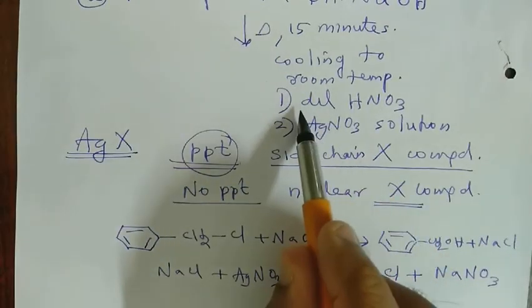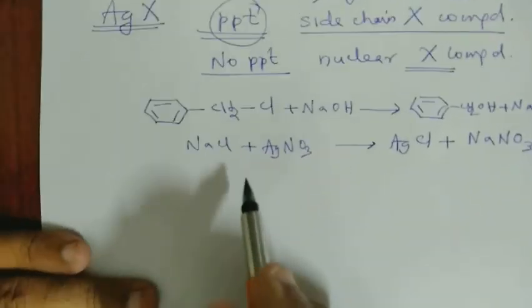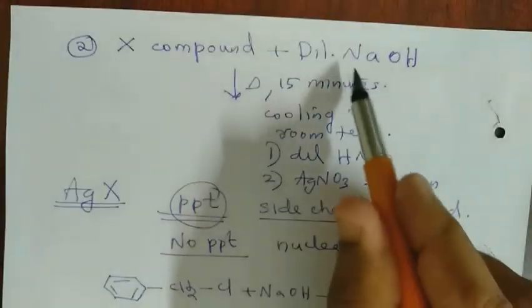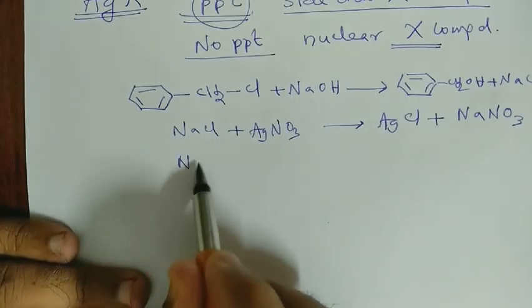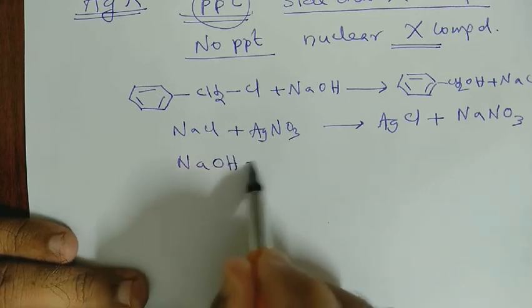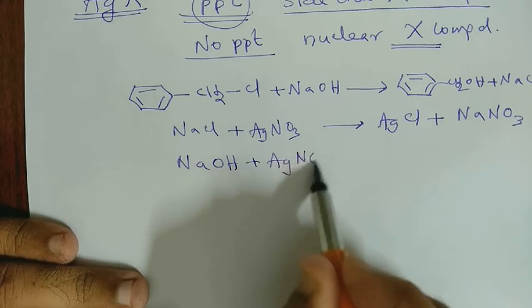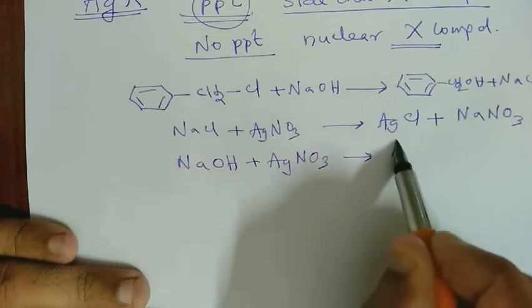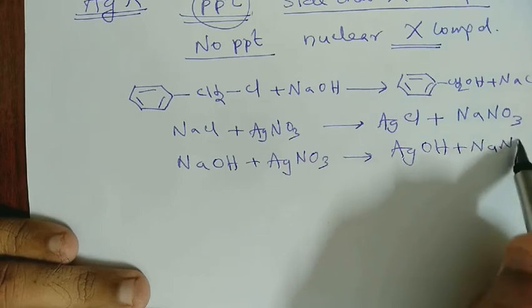The purpose of acidifying the reaction mixture with dilute HNO3 is to remove unreacted NaOH, if present in the medium. Otherwise, NaOH reacts with silver nitrate to form a curdy white precipitate of silver hydroxide.